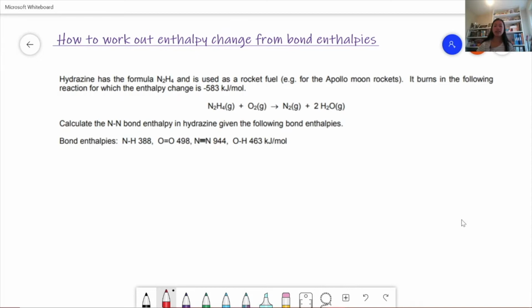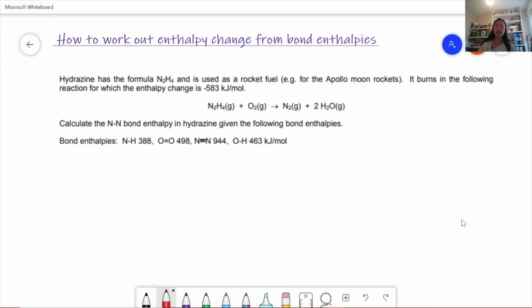Now we're going to discuss how to work out the enthalpy change from the bond enthalpies. We're going to use this example of hydrazine, which is N2H4, and it's used as rocket fuel. This is the equation when it burns. We need to calculate the nitrogen-nitrogen bond enthalpy in hydrazine, given the following bond enthalpies.